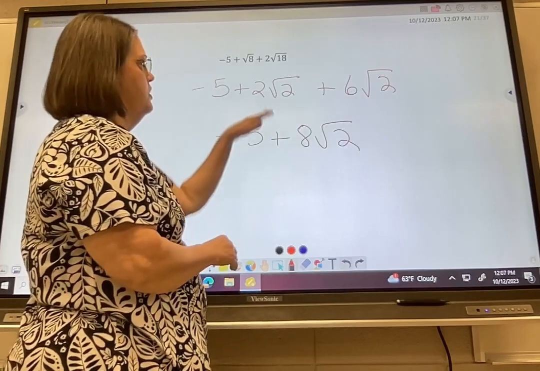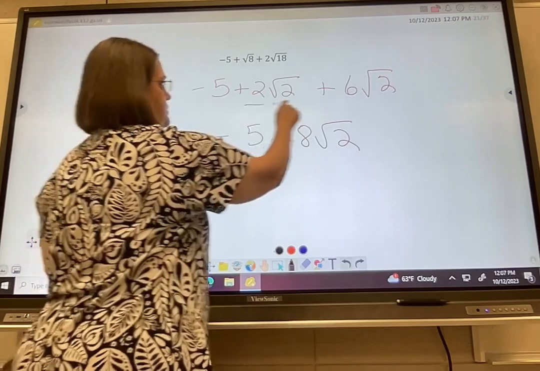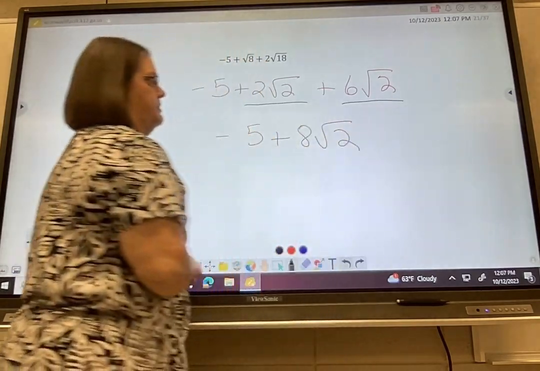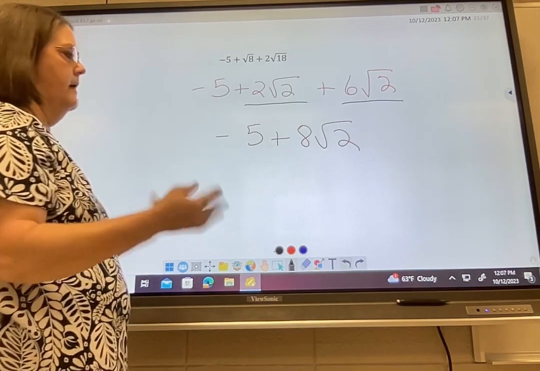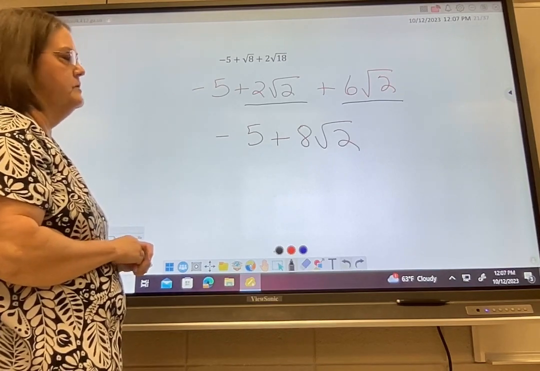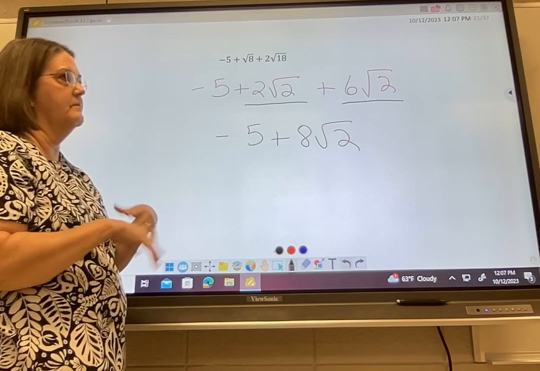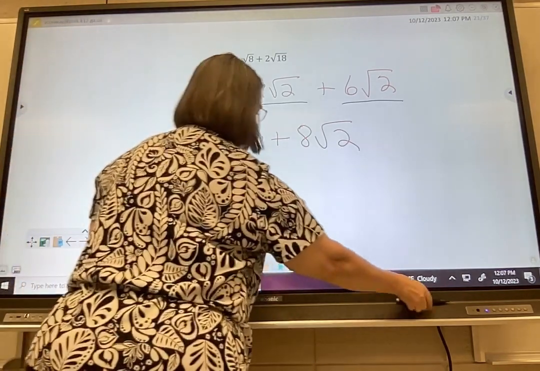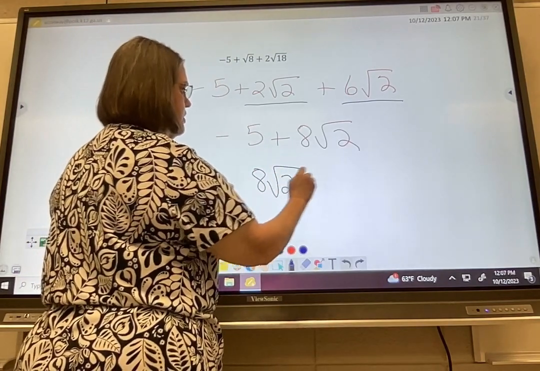And then your like terms, of course, are the 2 square roots of 2 and the 6 square roots of 2, which is 8 square roots of 2. So negative 5 plus 8 square roots of 2. Now, a lot of the test is multiple choice, and they may have it written 8 square roots of 2 minus 5. That's okay. It's the same thing. It's just turned around.